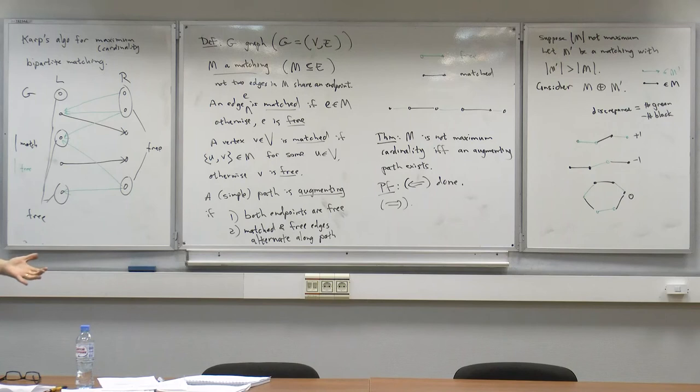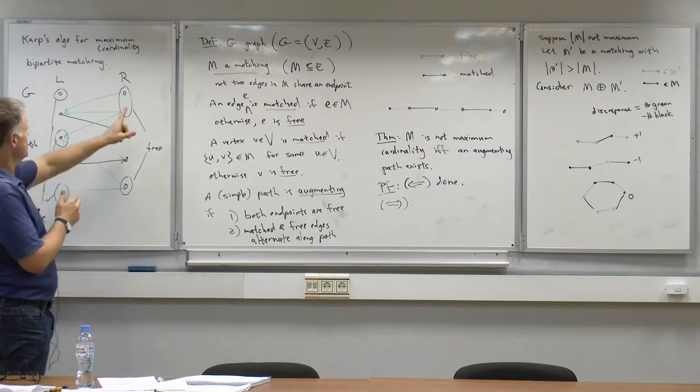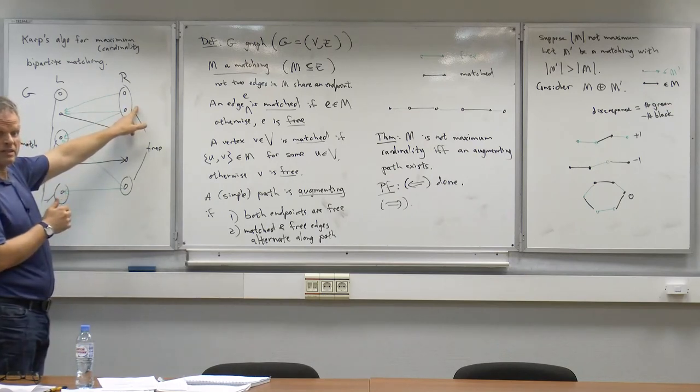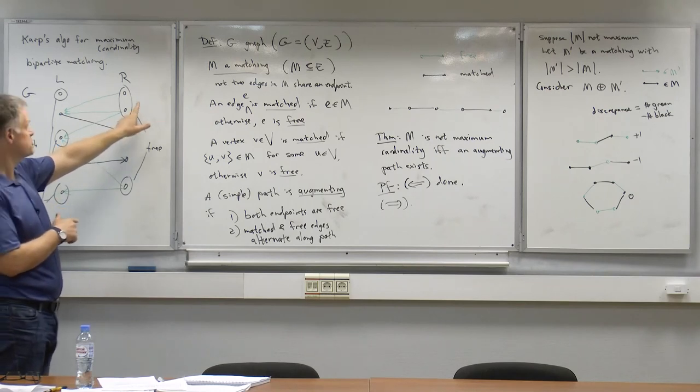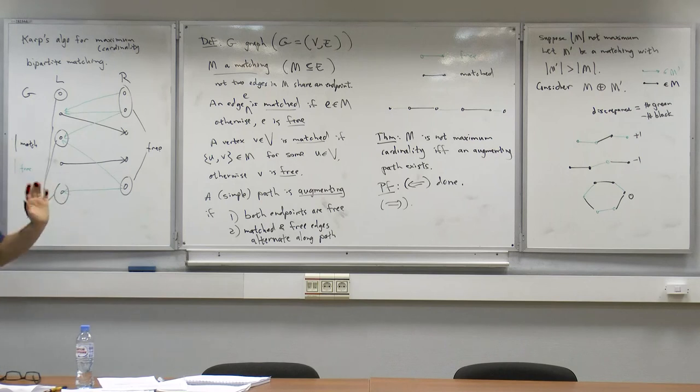So we know that an augmenting path exists. It has to start with a free vertex, and the first edge is going to be green. So it turns out any augmenting path is going to start on the right, and correspond to a directed path through the directed graph, start on the right, and eventually end up on the left because it has odd length. So you can think of an augmenting path as a directed path from a free vertex on the right to a free vertex on the left.